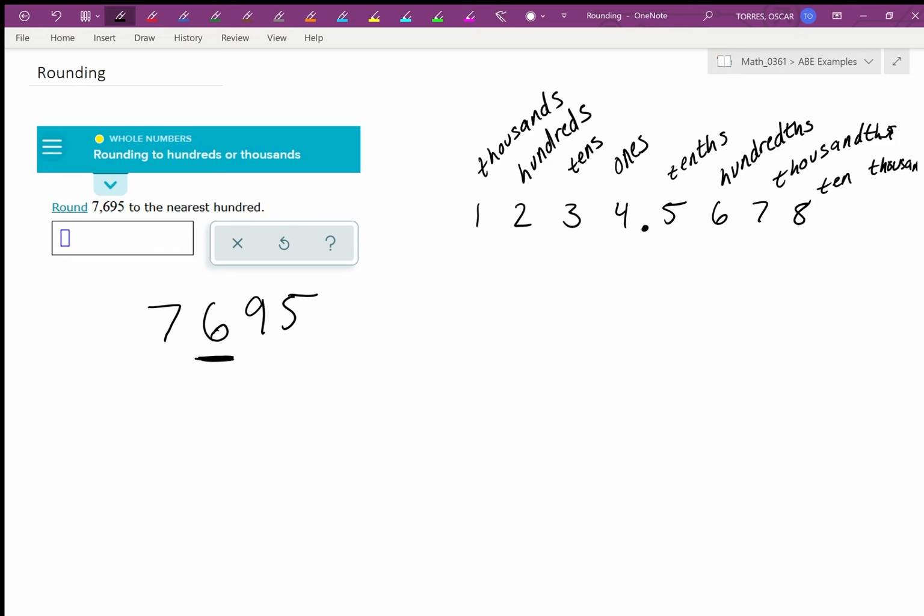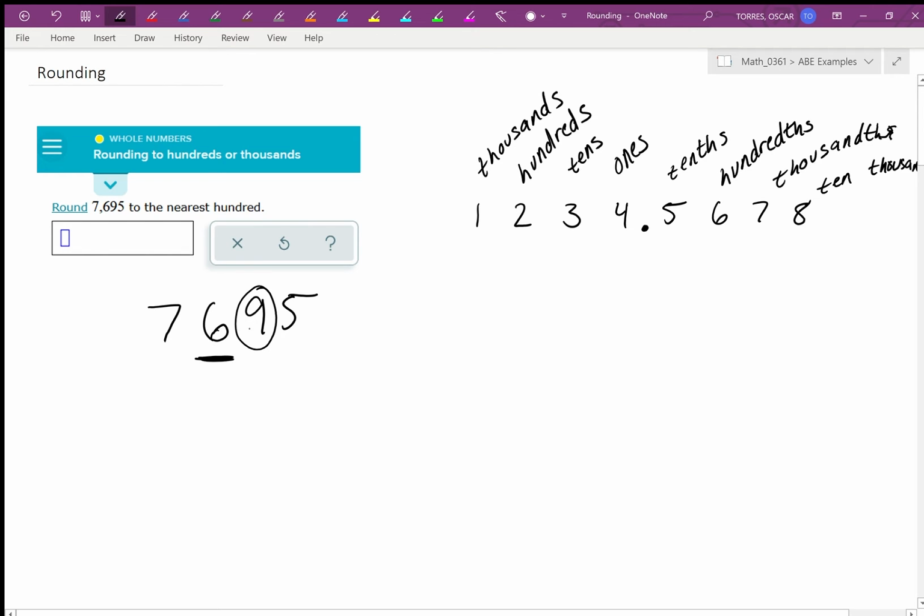So the hundreds place would be the 6. So I underline the 6, and I'm going to circle the number to the right of this, which ends up being the tens place, but that doesn't matter. I'm just going to circle the number directly to the right of the hundreds place. This number in the circle, if it's a 5 or a number higher than 5, then it'll move this 6 up to a 7. If it's less than 5, if it's a 4 or any number less than that, then the 6 will stay the same when we're rounding.